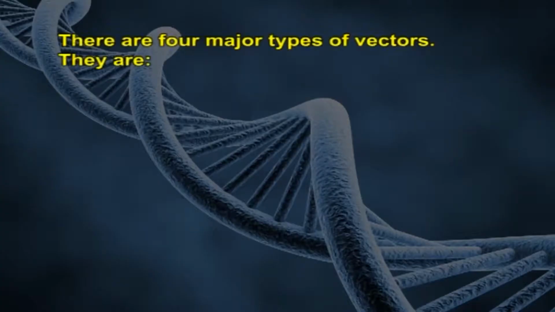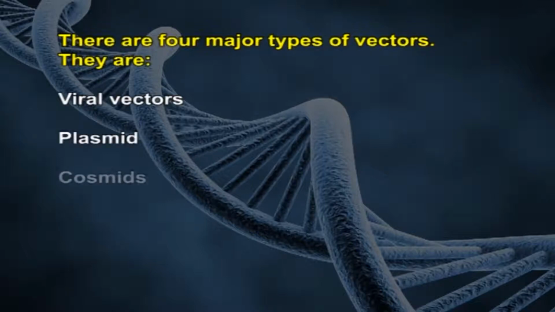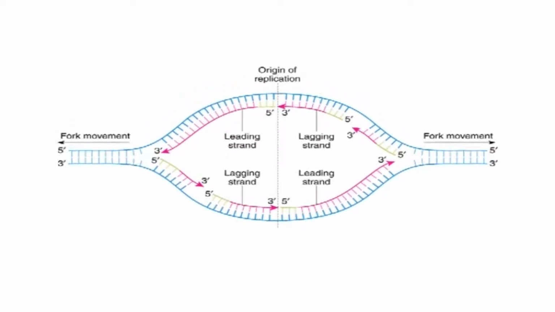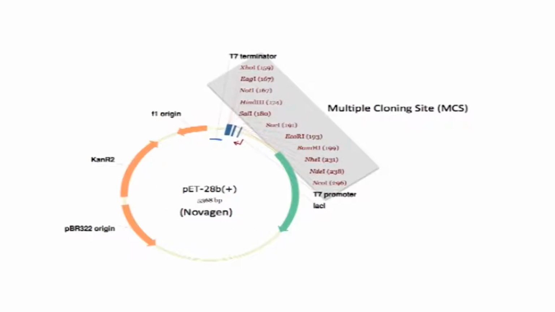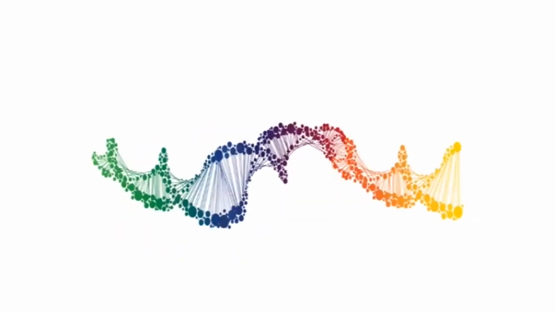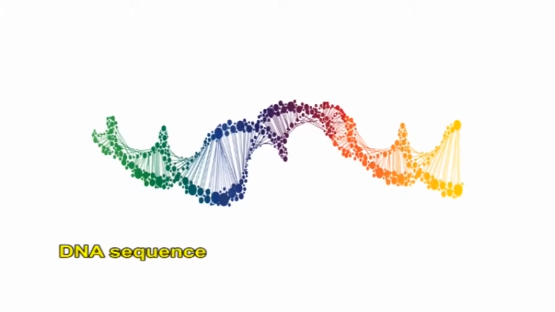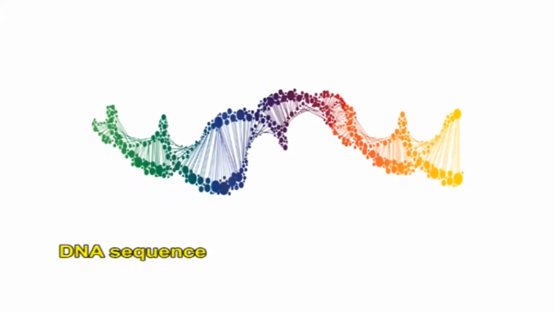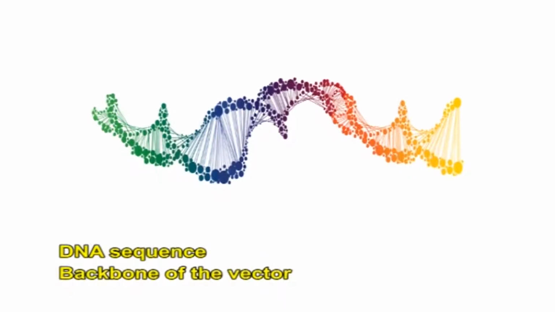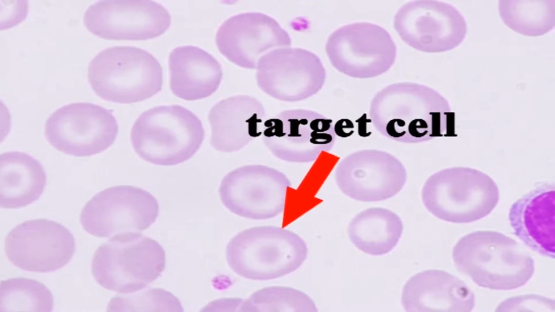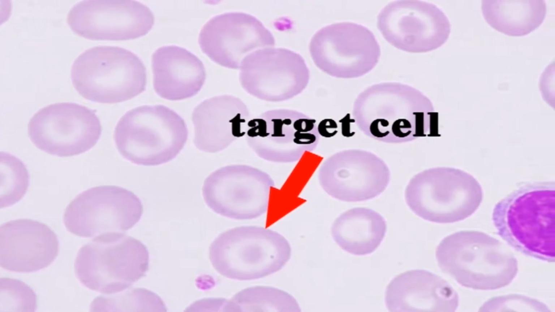There are four major types of vectors. They are viral vectors, plasmid vectors, cosmids and yeast artificial chromosomes. Origin of replication, a selectable marker and a multiple cloning site are common to all engineered vectors. The vector is normally a DNA sequence itself. It contains an insert and a large sequence that functions as a backbone of the vector. The intention of a vector is to isolate, multiply and express the insert in a target cell.